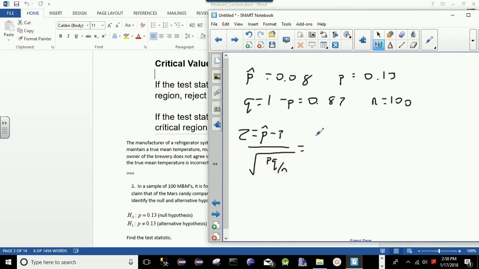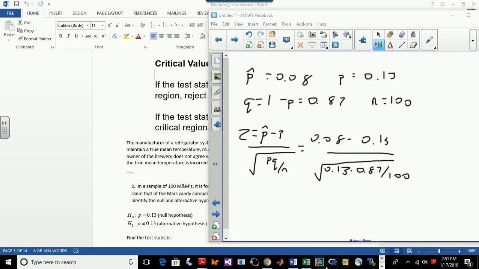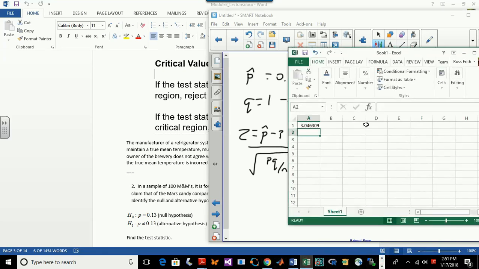Okay, so that would equal 0.08 minus 0.13 divided by the square root of P, which is 0.13 times 0.87 divided by N, which is 100, for a sample size. Okay, so we can go into Excel and calculate that Z statistic. So pull up Excel.